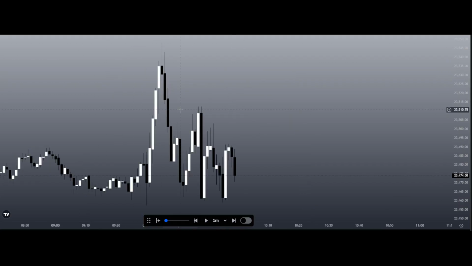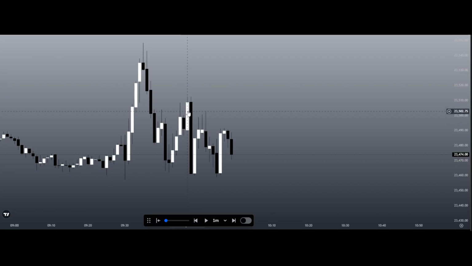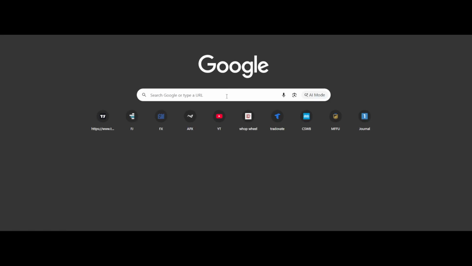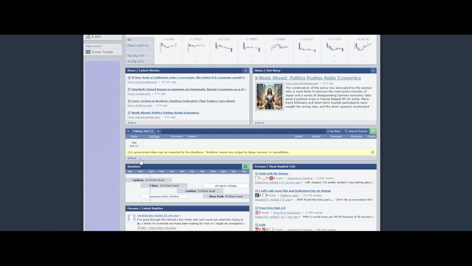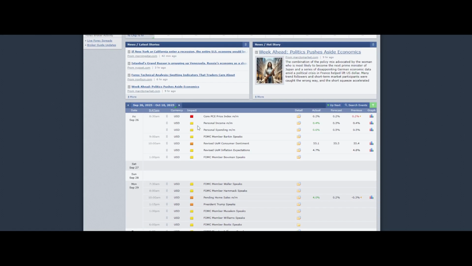The second draw on liquidity is the data high, data low. So primarily 8:30 to 10 a.m. news on that red folder. If we go to forexfactory.com, you can see that we get red folder news. I'll go back here because we have a government shutdown, but at 8:30 we usually get red folder news.